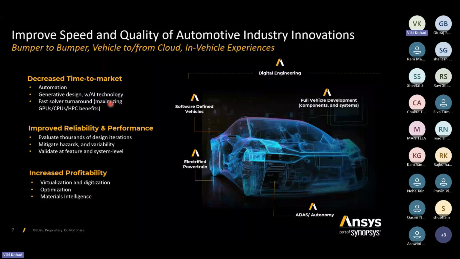To improve the speed and quality of automotive innovations and decrease time to market, new vehicles come every year, or even every month, based on digital engineering. This digital engineering is based on two factors: software defined vehicles and the electrified powertrain. These are the modern trends: software defined vehicles, ADAS, electrified powertrain, and full vehicle development, which means the complete physical architecture.